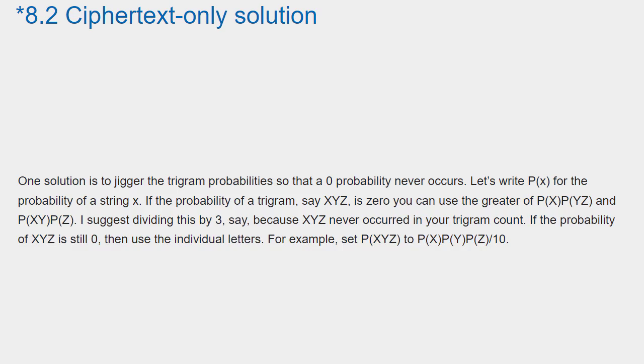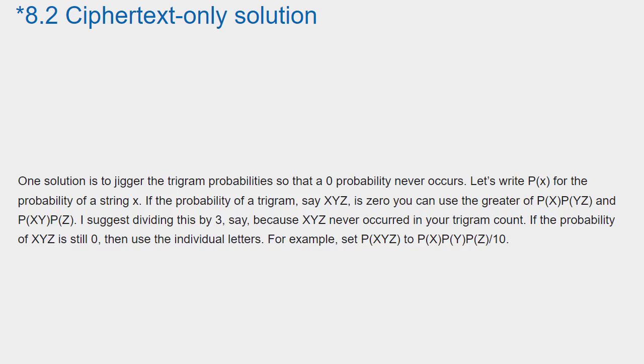If the probability of a trigram, say xyz, is 0, you can use the greater of P of x times P of yz, and P of xy times P of z. I suggest dividing this by 3, say, because xyz never occurred in your trigram count. If the probability of xyz is still 0, then use the individual letters. For example, set P of xyz to P of x times P of y times P of z over 10.